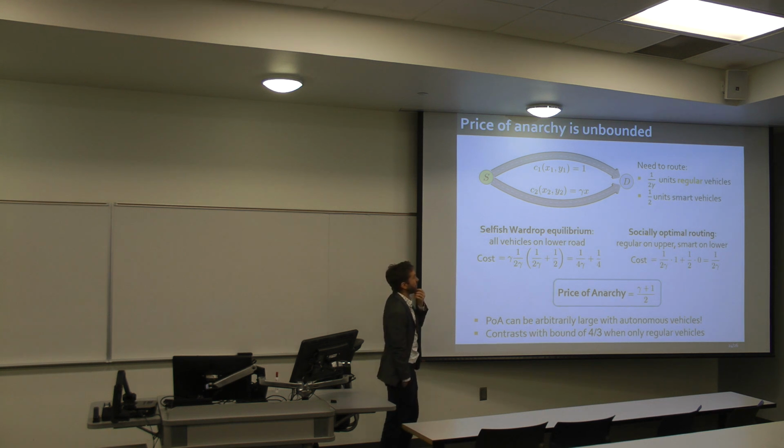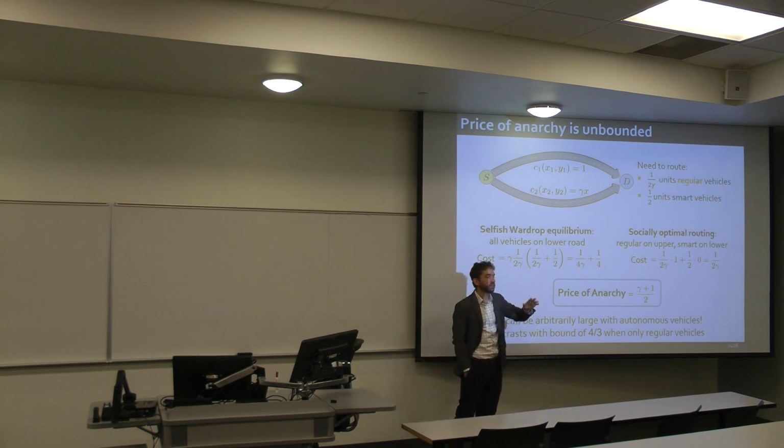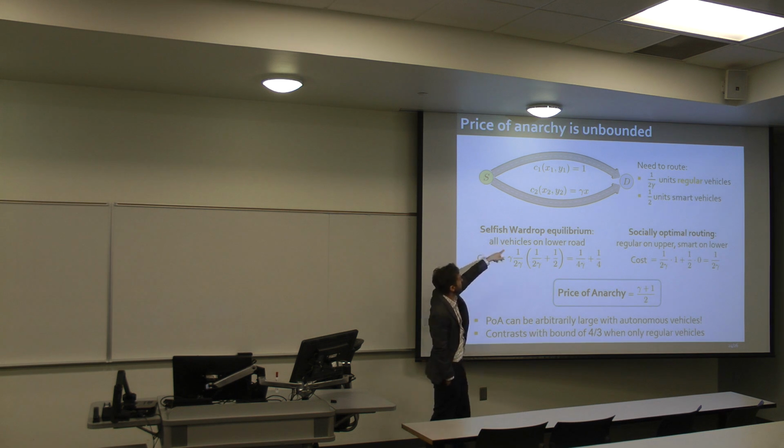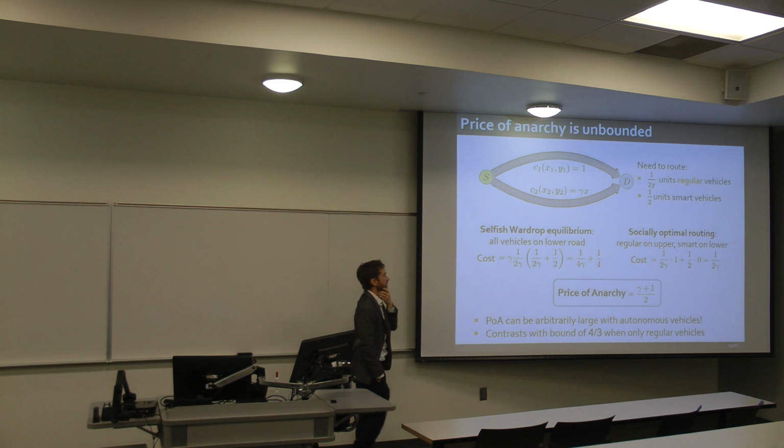The basic math that we have involved. So the top route costs 1. This bottom route is only a function of regular vehicles. Smart vehicles don't contribute to the cost, but regular vehicles do, and they contribute to it with this cost gamma times x, right? So this is just an example of a particular instantiation of this cost function.